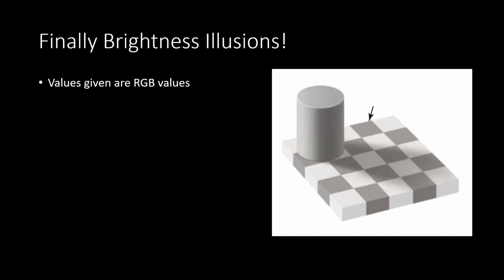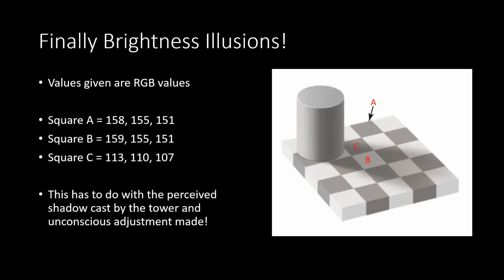Finally, a little bit about brightness illusions. So just to give you forewarning, the values I will give you for the three squares that matter are RGB values, and this just refers to how much red, green, and blue is in them, and this is how you encode basically colors into pixels on a computer screen. You can also use something like a PowerPoint or a Photoshop tool to find out what the exact numbers are for any given spot. Now, square A and square B don't look the same color at all.